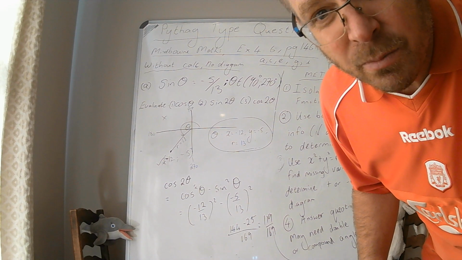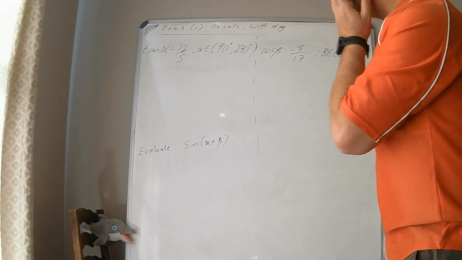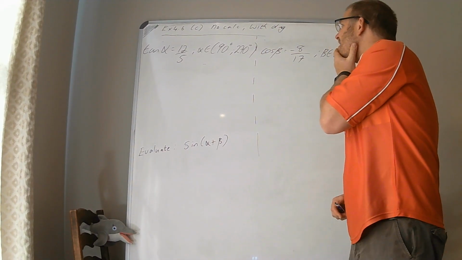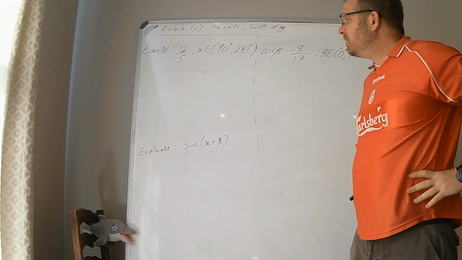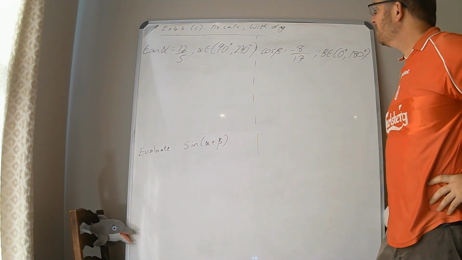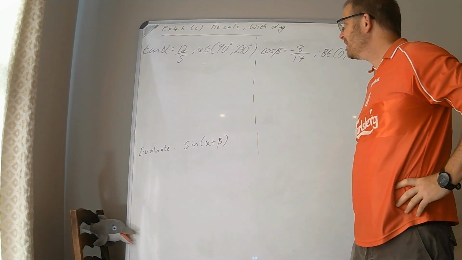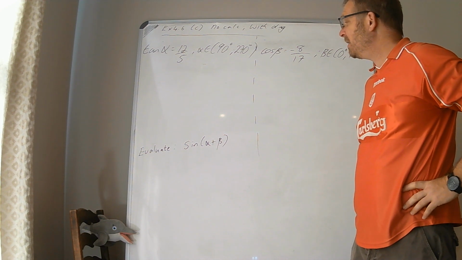Congratulations, fellow Bedford viewer. Alright, we're going to do 4.6c, no calculator. So again, we know it's going to be a Pythagoras question because it says no calculator with the aid of a diagram, that you're in that kind of space.